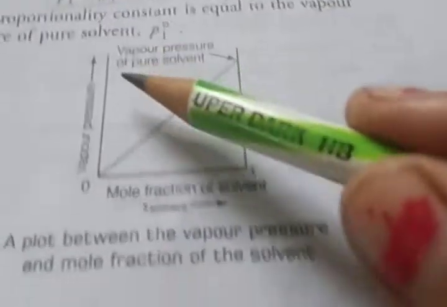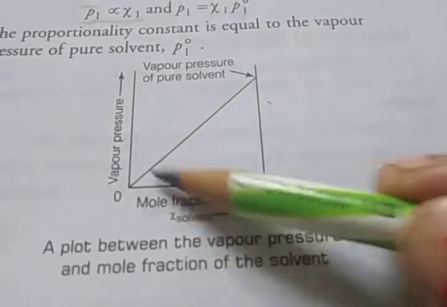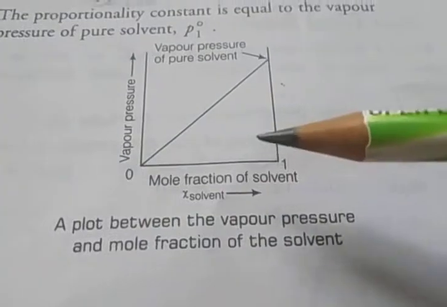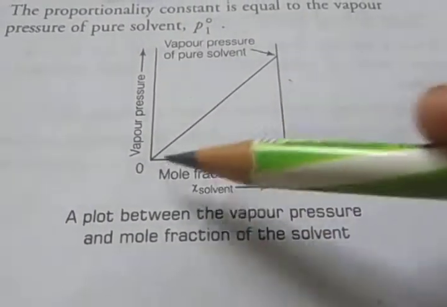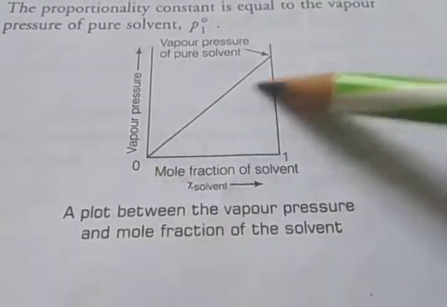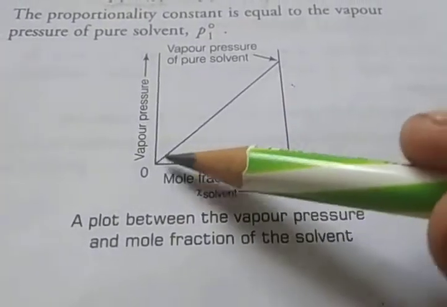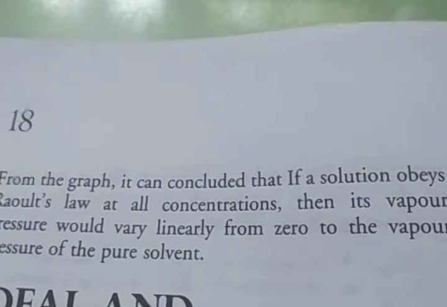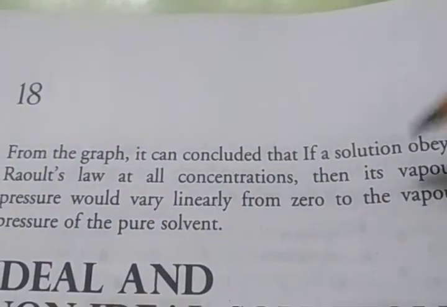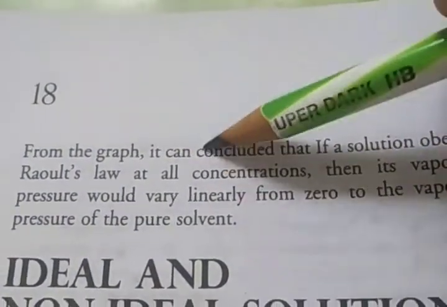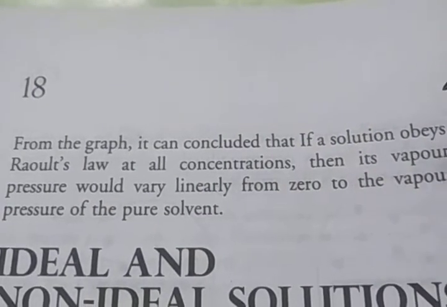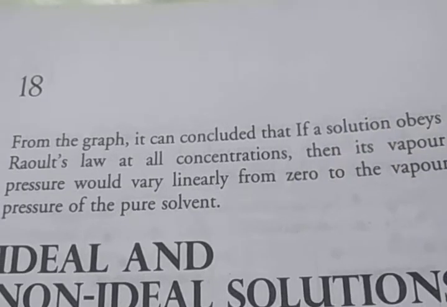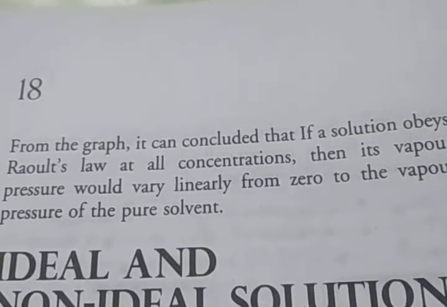So we have to draw the diagram, a plot of vapor pressure against the mole fraction of the solvent. This is a straight line for the pure solvent, starting from 0 and going this way. So this graph concludes that if the solution obeys Raoult's law at all concentrations, then its vapor pressure would vary linearly from 0 to the vapor pressure of the pure solvent.